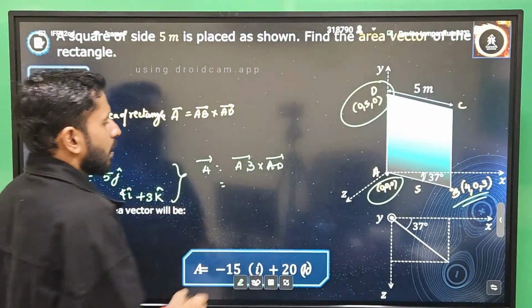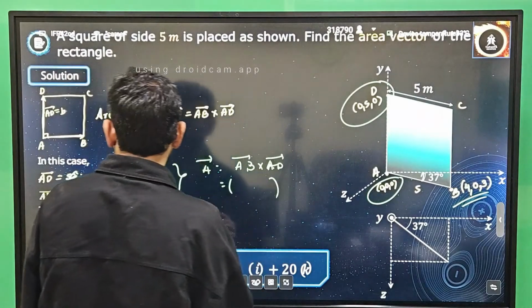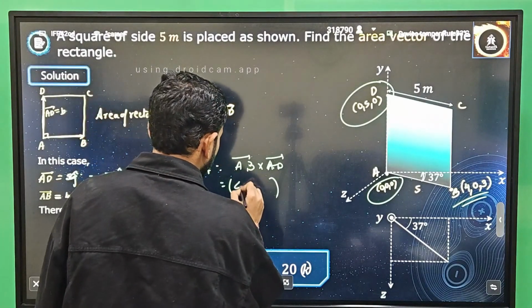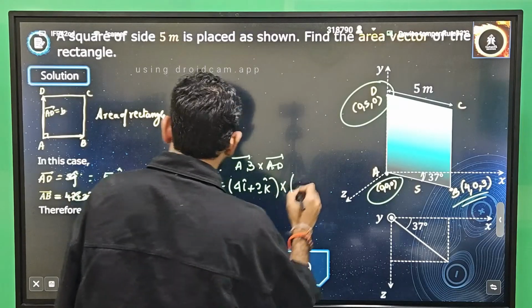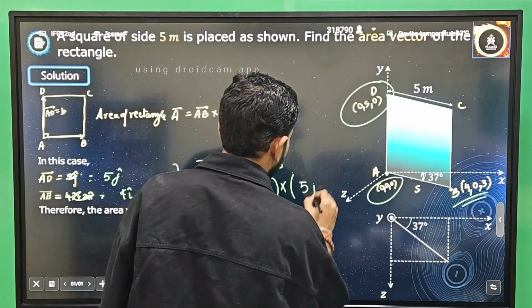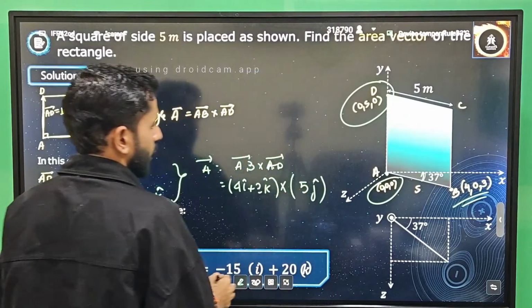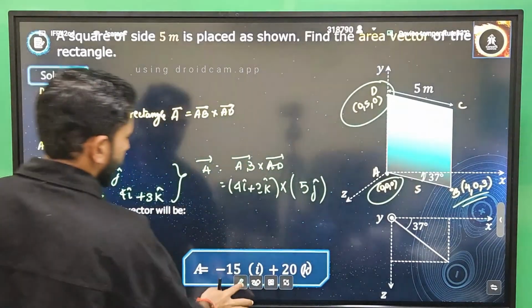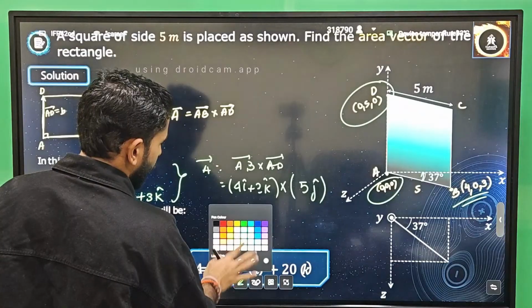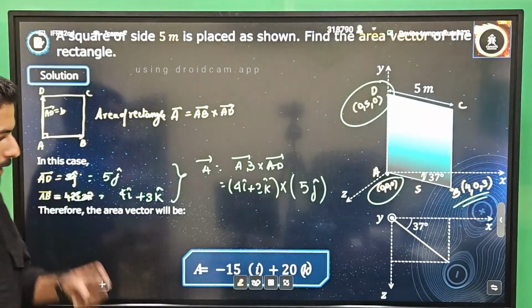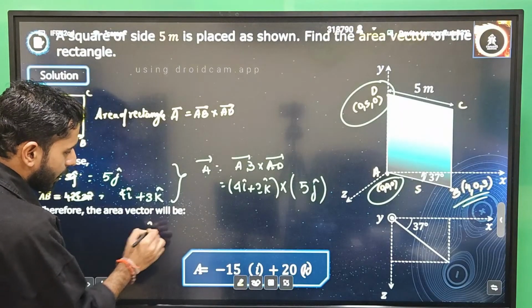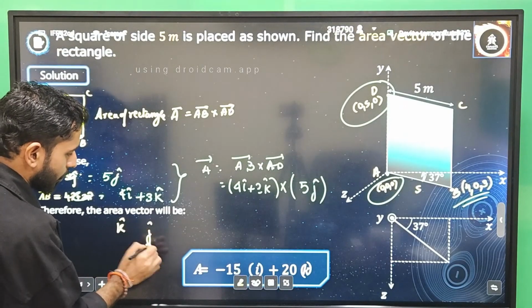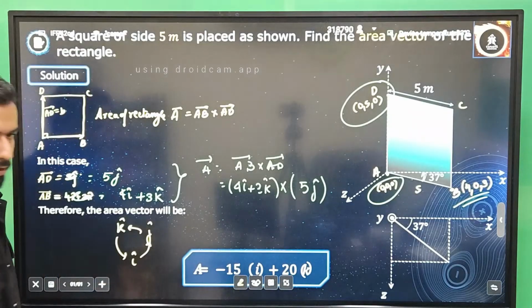So what is your AB vector? Students, 4i plus 3k, cross the AD vector, which is 5j. Now solve it. What is the way of solving? There is a trick, which I always prefer: write i, j, k in this kind of rotational manner and then solve it.